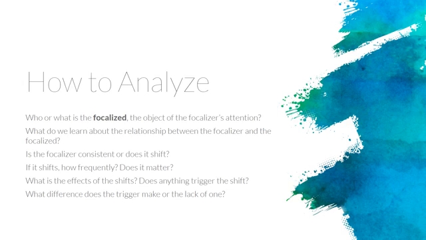And it doesn't really show you very clearly when that happens. If it shifts, the narrator, how frequently, and does it matter? And what is the effect of this shift on the story? Does anything in particular trigger this type of shift? And what difference does the trigger make, or the lack of one? These are questions that you'll definitely want to be looking at in terms of stream of consciousness in your upcoming chapters.